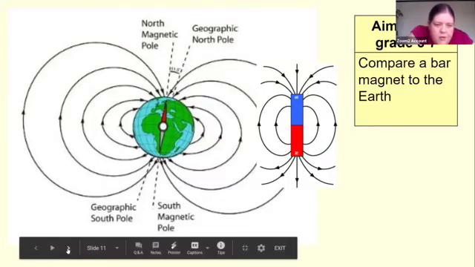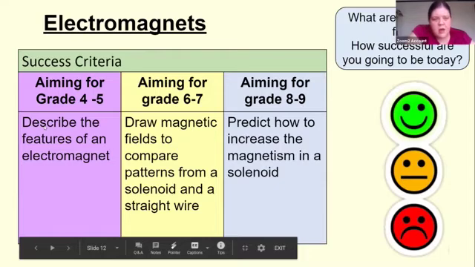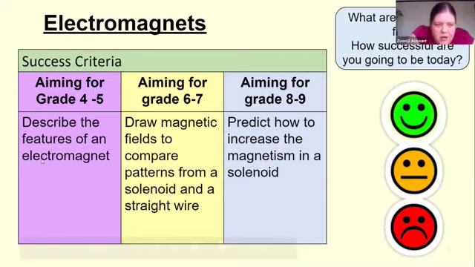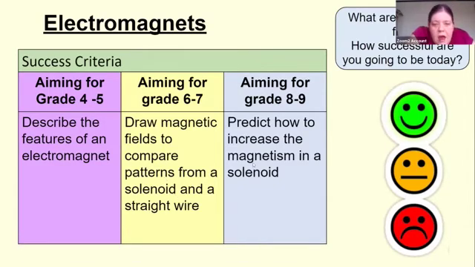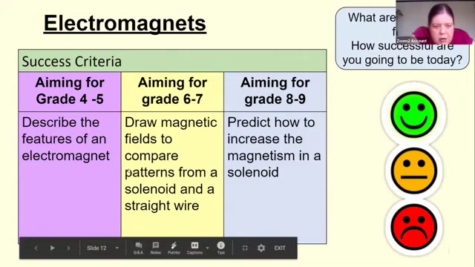Okay, I'm now going to move us on to electromagnets, and you will need to be able to describe the key features of an electromagnet. You'll need to be able to draw magnetic field lines and compare patterns from solenoids and straight wires, and I'll explain that, and then look at how you can actually increase magnetism in a solenoid. So that is what I'm going to move on to now.